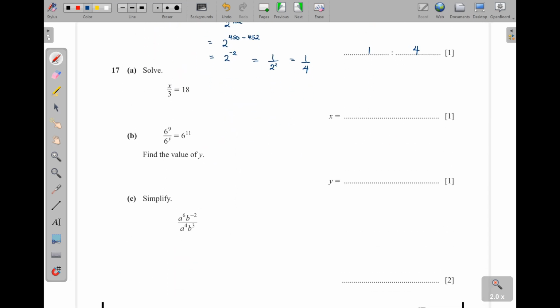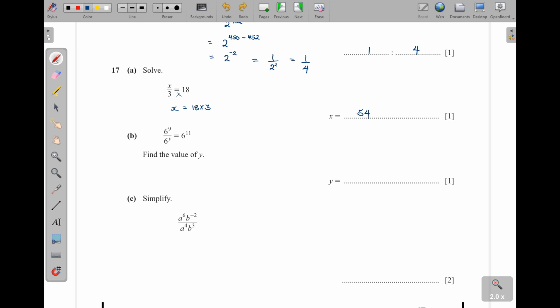Then 17, part A, solve. X over 3 is equal to 18. So we just cross multiply, because to undo division, we multiply. So x here is going to be equal to 18 times 3, which is 54.